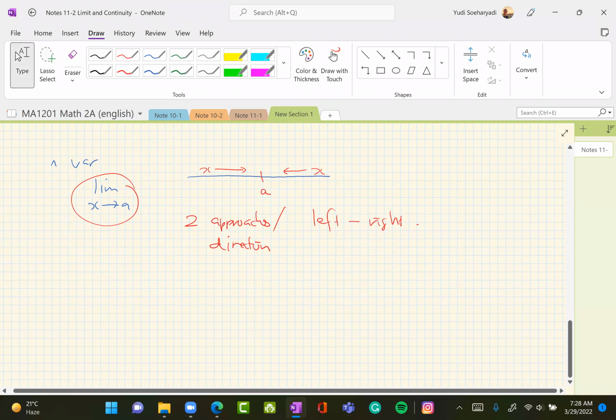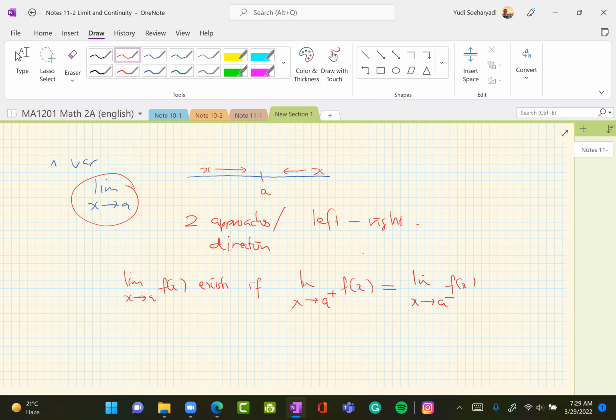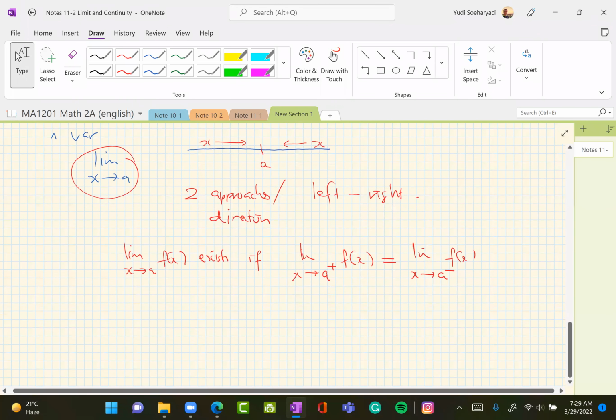Okay, so that is the reason why the limit exists if both directions, approaching A from the right and approaching A from the left, give you the same thing. Right? So that's what you call the limit. Going from the left or coming from the right gives you the same limit.